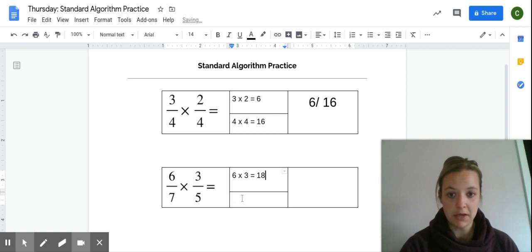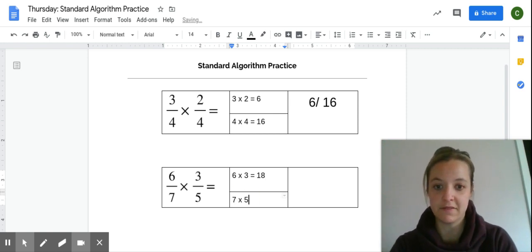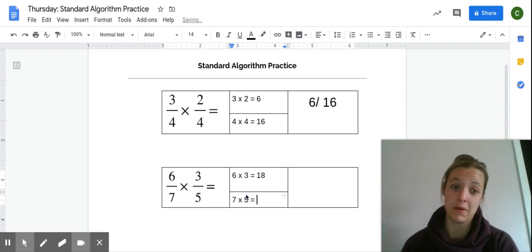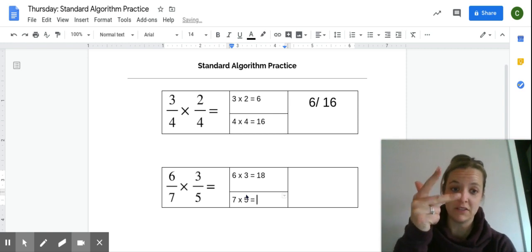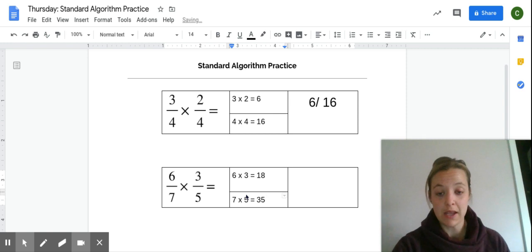And my denominator is 7 times 5, which we know is the same as 5 times 7. For me, it's easier to skip count by 5: 5, 10, 15, 20, 25, 30, 35. Okay, I'm not done here.